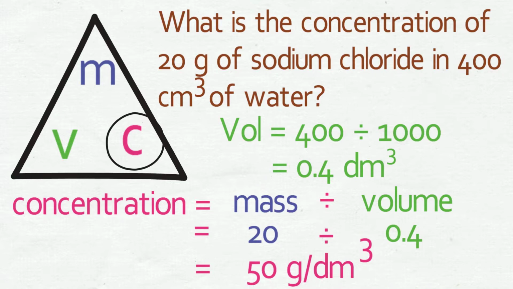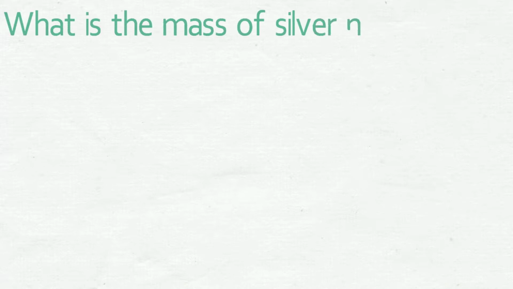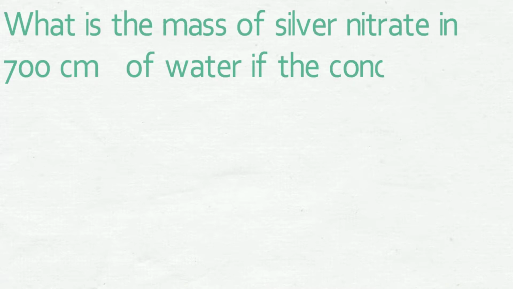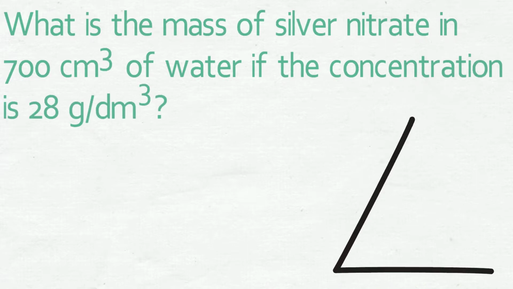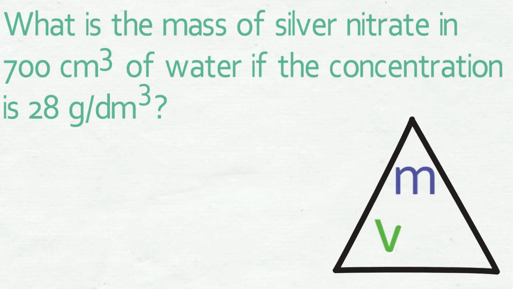Now let's have a look at an example that's asking you to find the mass. What is the mass of silver nitrate in 700 centimeters cubed of water if the concentration is 28 grams per decimeter cubed? If you're feeling confident, pause the video now and give this question a go.